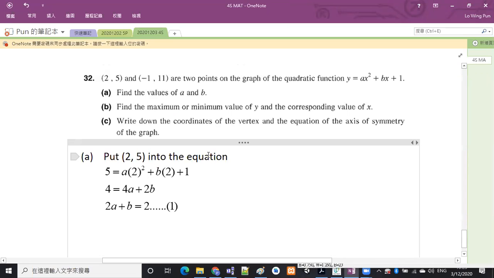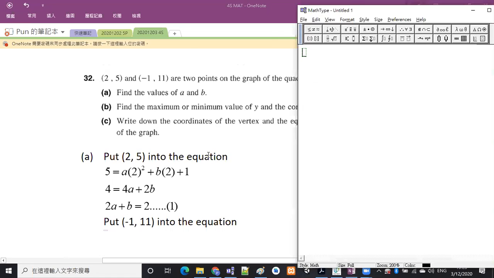And then for the second piece of information, we put -1 and 11 into the equation. So we get 11 is equal to a times (-1) squared plus b times (-1) plus 1. And 11 is equal to a minus b plus 1, and the plus 1 should be subtracted from the left-hand side. So a minus b is equal to 10, and I label this equation 2.